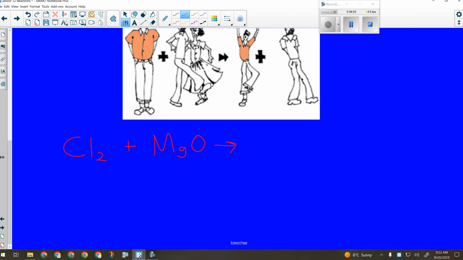So this would also be a single replacement reaction. Magnesium oxide would be my ionic compound. What part of magnesium oxide is the chlorine going to replace? Oxygen. Right. So on this side, who ends up by themselves? Oxygen. Now, how does oxygen end up when it's by itself? As O2. This is where you have to remember those things. And then I would have magnesium with chlorine.